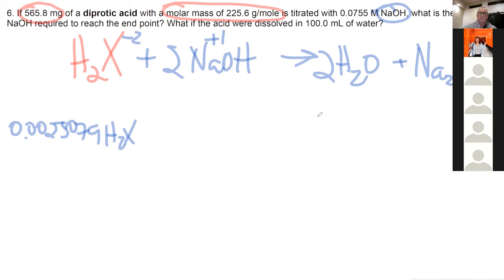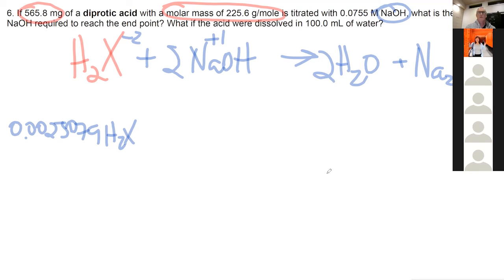I got 0.00252, not 250. I don't really know if it makes much of a difference, but I don't have my calculator with me. Someone else want to double check? I got the same as what Ava got, 0.002579. Yes. All right, let's go with that.